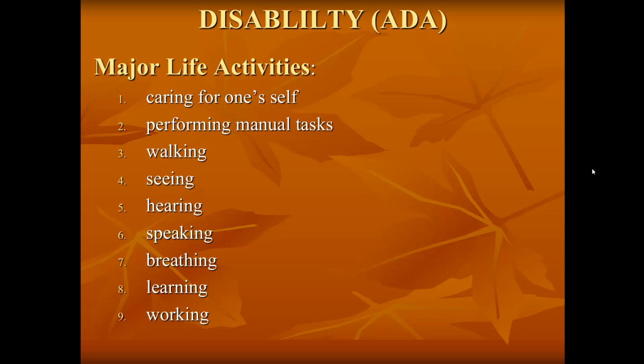What has to be shown is that a disability affects one of life's major activities, and this is what the court has said. The court deems these as life's activities: caring for oneself, performing manual tasks, walking, seeing, hearing, speaking, breathing, learning, and working. So if you have an employee with a disability, as long as they can still do life's activities, then you cannot show any kind of favoritism or negativity toward that person.